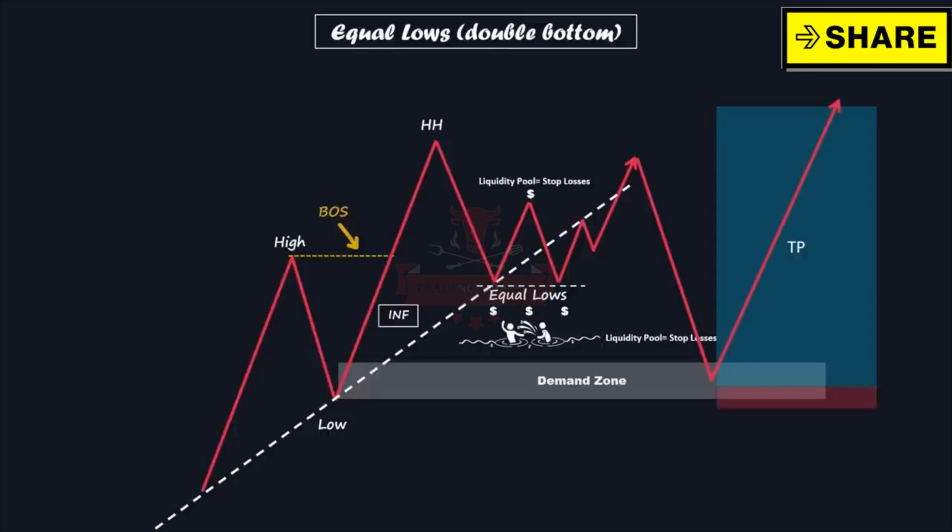As mentioned previously, the primary objective of smart money is to clear out all the stop losses of retail traders. Therefore, we should enter the market after stop losses have been swept. Now let's see an example.